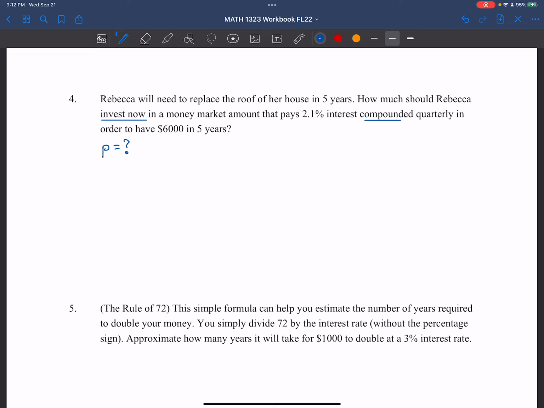Okay, let's see what we got now. T is 5 years in this case. The money market account pays 2.1% interest, so again, that is going to be 0.021. Quarterly is our N, so that's going to be 4. And in 5 years' time, we want the account or the accumulated balance or amount to be $6,000. So this is very similar to the second type of problems we encountered with simple interest, is we just have a different variable. So A is 6,000.